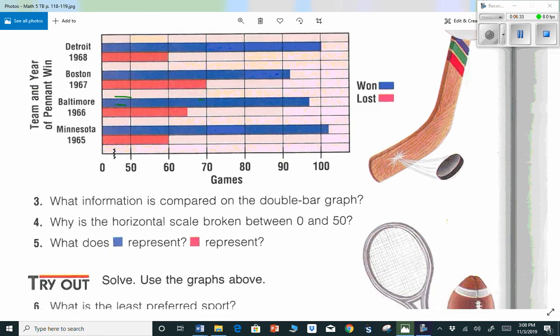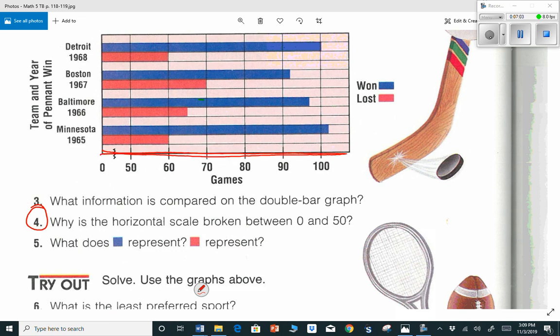Question 3 says, what information is compared on the double bar graph? So what's being compared here is the wins and the losses of teams that won the American League pennant from 1965 to 1968. Now, number 4, I think that's an interesting question. Why is the horizontal scale broken between 0 and 50? This is a good question.